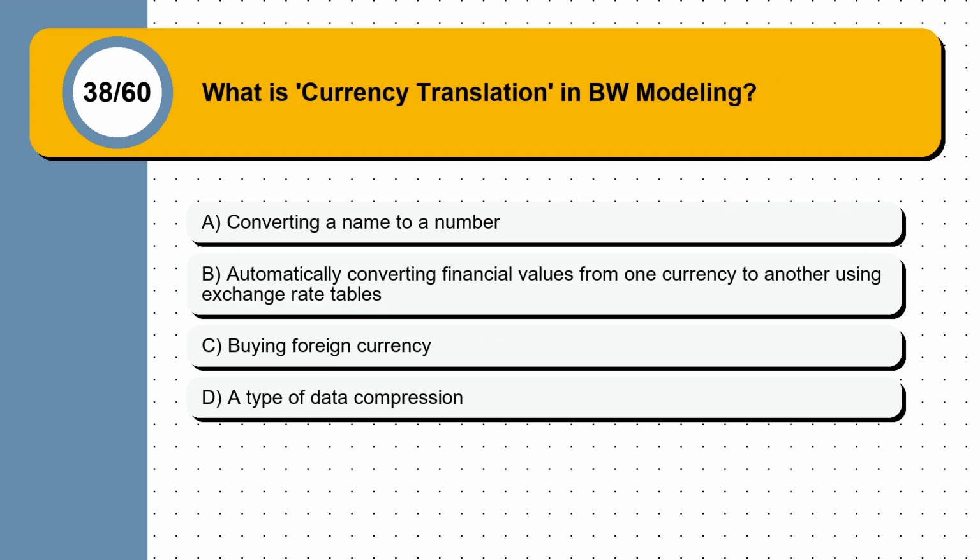Question 38. What is currency translation in BW modeling? Option A, converting a name to a number. Option B, automatically converting financial values from one currency to another using exchange rate tables. Option C, buying foreign currency. Option D, a type of data compression.